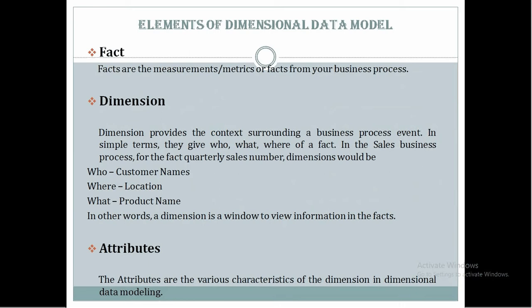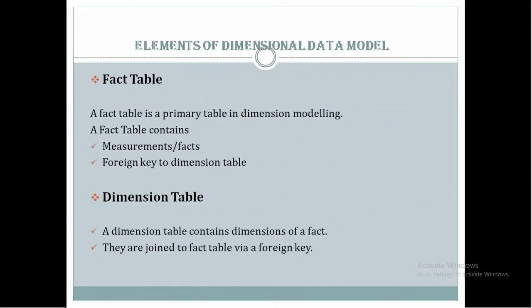Attributes. Attributes are the various characteristics of dimension in dimensional data modeling. In location dimension, we can say that the attributes can be state, country, zip code, etc. Attributes are used to search, filter or classify facts, and dimension table contains attributes. Fact table. Fact table is a primary table in dimensional modeling. It contains measurements, or we can say facts, and foreign keys to dimension table.